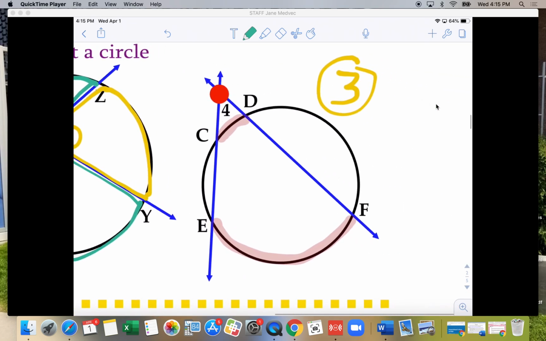And then finally, the point is on the outside. And so when I do that, I'm going to take the larger arc, which is out here. I'm going to subtract the smaller arc, which is inside the angle. Both of them are inside. And then I'm going to divide them by 2.